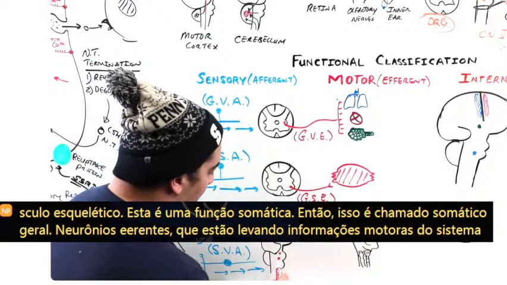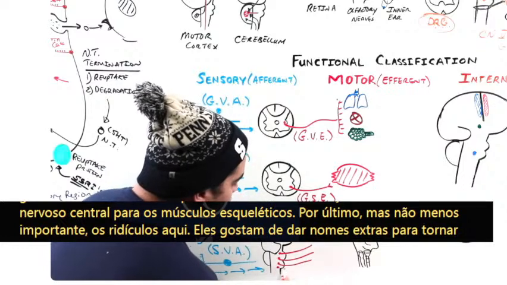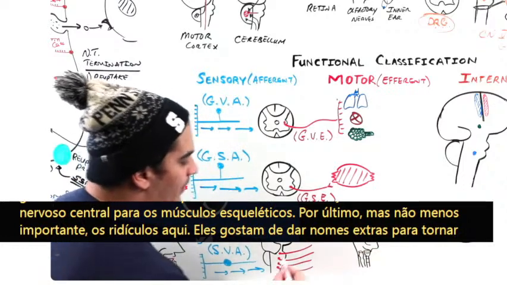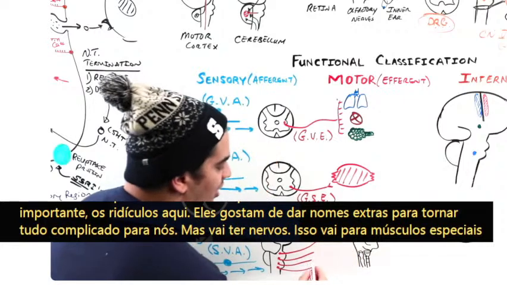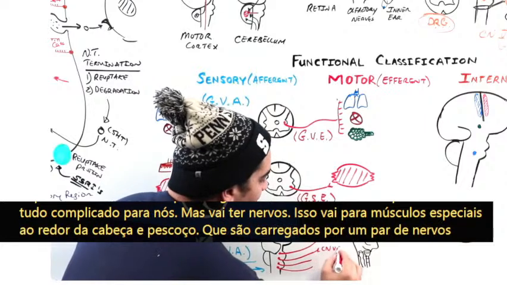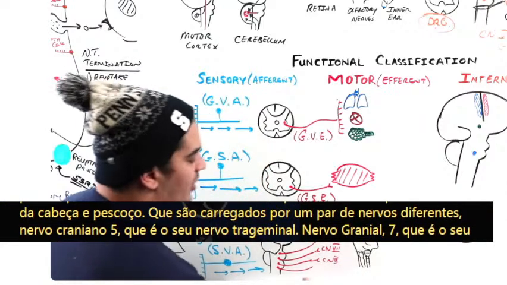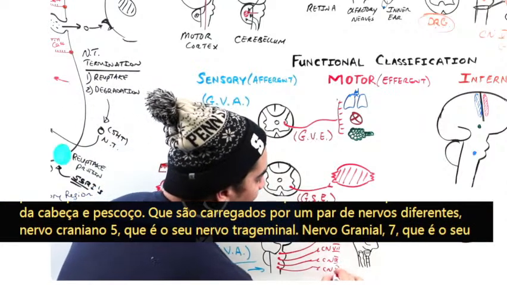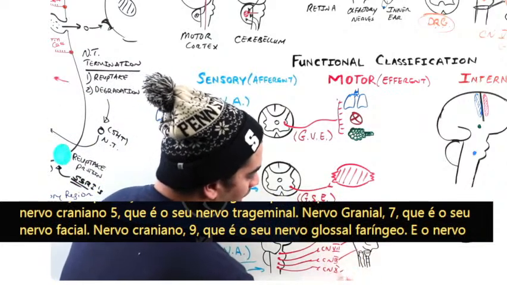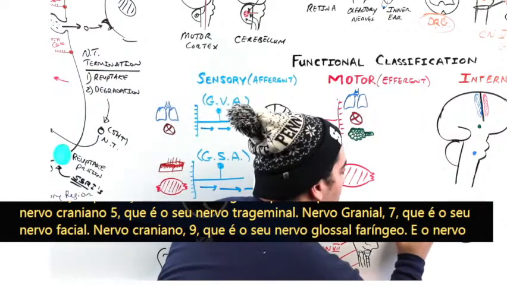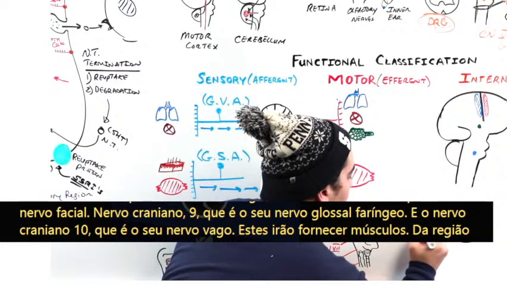They love to give extra names to make everything complicated for us, but there are going to be nerves that go to special muscles around the head and neck area that are carried by a couple different nerves. Cranial nerve 5, which is your trigeminal nerve. Cranial nerve 7, which is your facial nerve. Cranial nerve 9, which is your glossopharyngeal nerve. And cranial nerve 10, which is your vagus nerve. These will supply muscles of the head and neck region from a particular embryological thing called your pharyngeal arches.